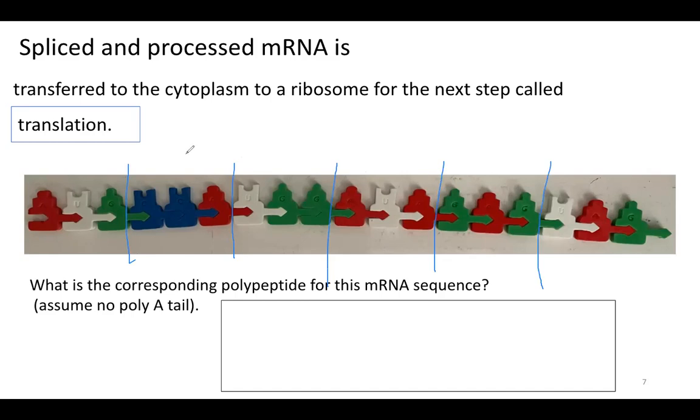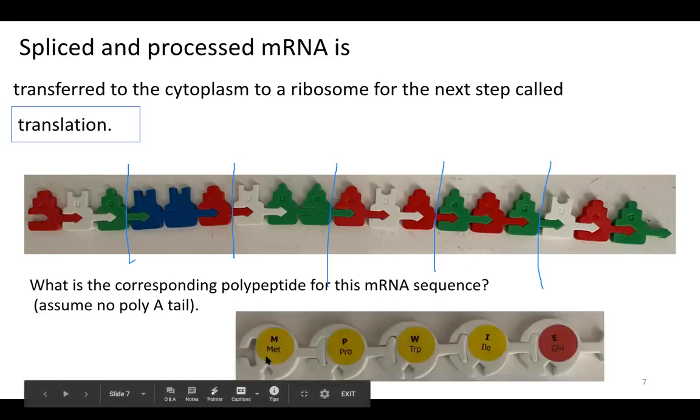Okay, so we should have 1, 2, 3, 4, 5, 6. Because these are processed, these are all exons, they've been spliced together. So we should have 6 amino acids in our chain. Okay, so we have methionine, proline, tryptophan, isoleucine, and glutamate. All right, so it's like 1, 2, 3, 4, 5. And it's like, all right, why do we only have 5?